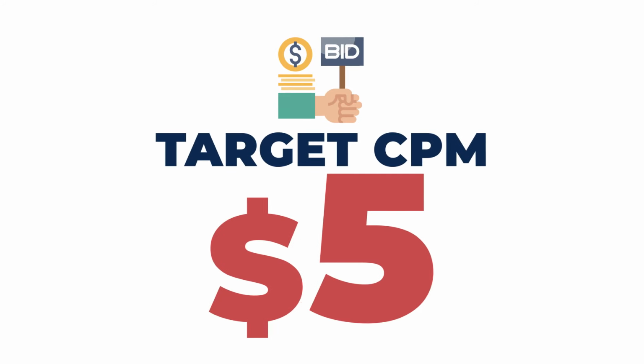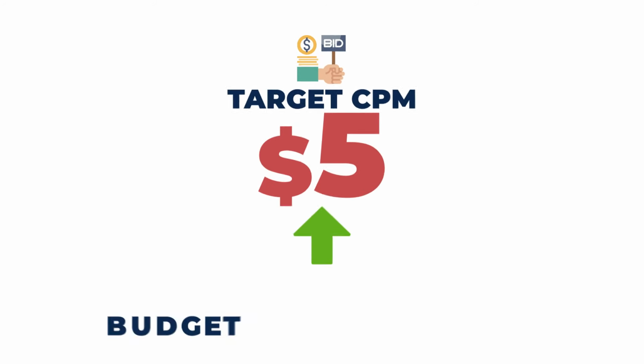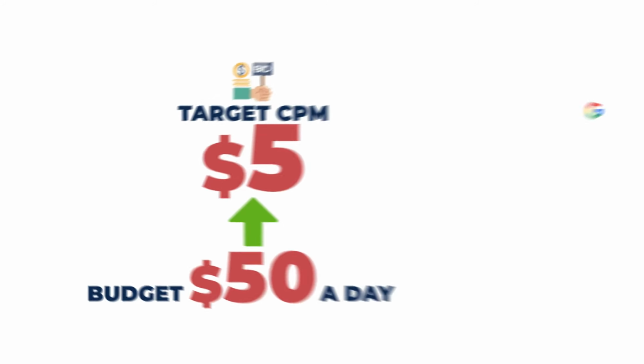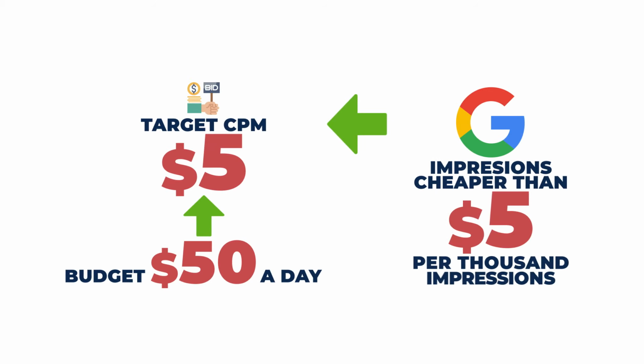So if you're bidding a target CPM of $5 and you have a budget of $50 a day, Google will try to get you impressions that are cheaper than $5 per 1,000 impressions, right? So you're essentially trying to say, hey, I'm willing to pay $5 for 1,000 impressions, and Google will try to hit that basically cost per impression and get you that within the budget you're spending.